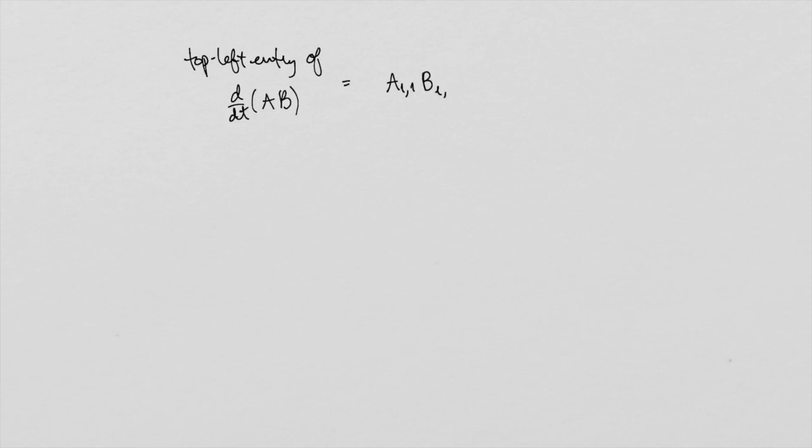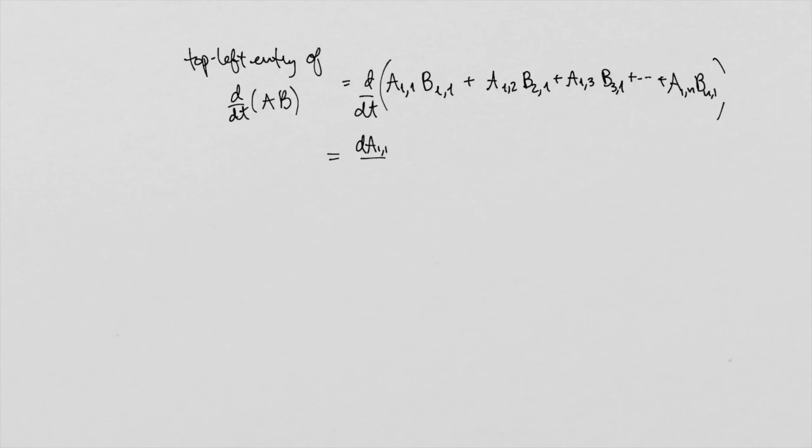Others will work similarly. The top left entry on the left-hand side is equal to the derivative of the dot product of the first row of A and the first column of B. We can apply the ordinary product rule to each term in this product, and we find that we can repackage the resulting expression as the sum of the dot product of the derivative of the first row of A and the first column of B, and the dot product of the first row of A and the derivative of the first column of B. This is the top left entry on the right-hand side of the equation.